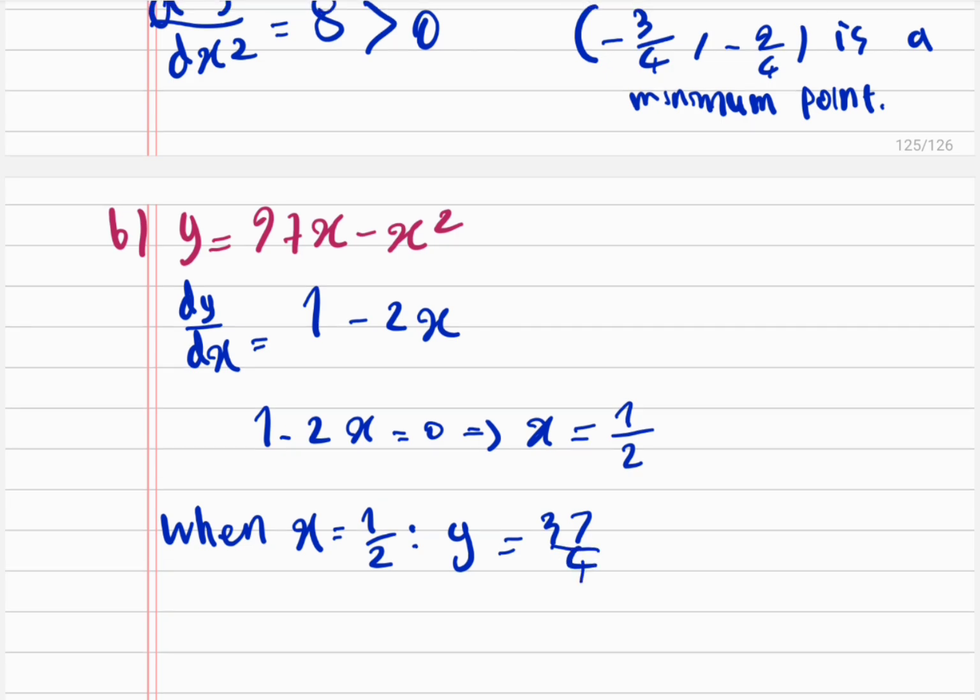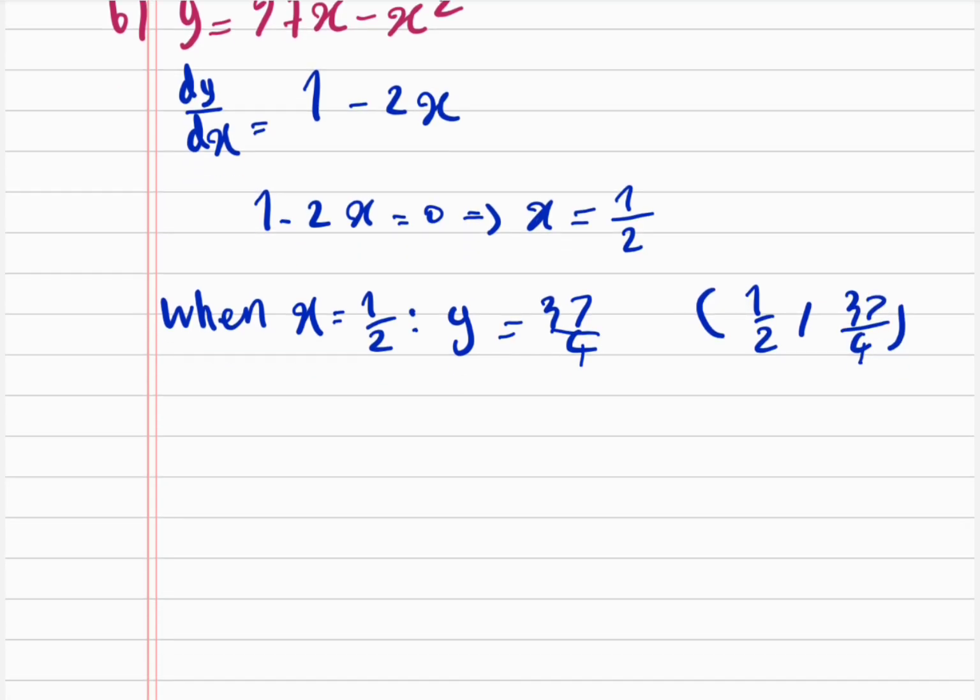So the coordinates of the stationary point are half and 37 over 4. So this question is very similar to the previous one. Now, in order to determine its nature, we need to find the second derivative. So d squared y by dx squared is equal to minus 2.